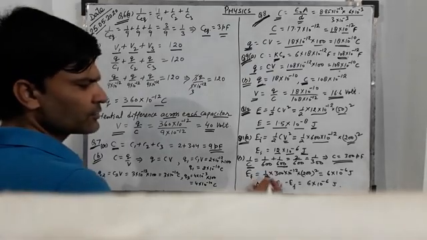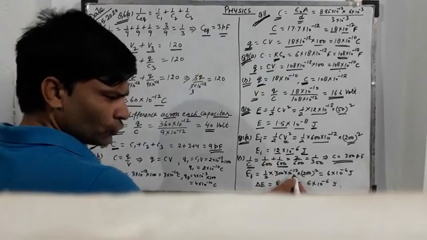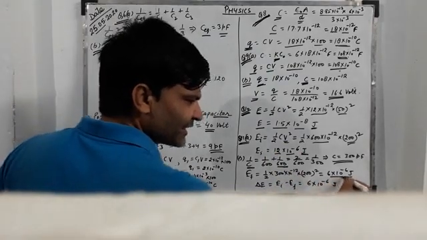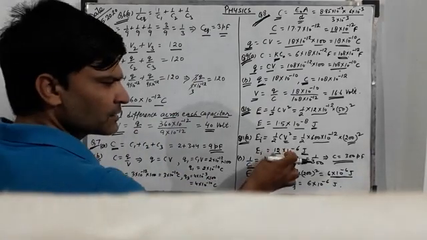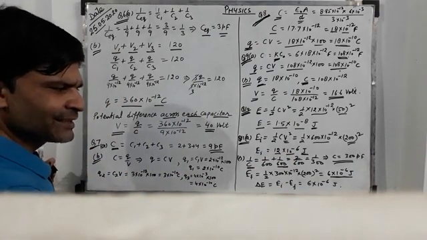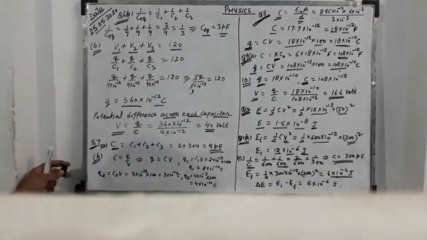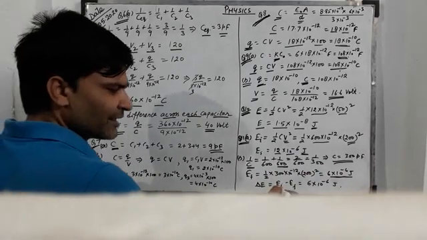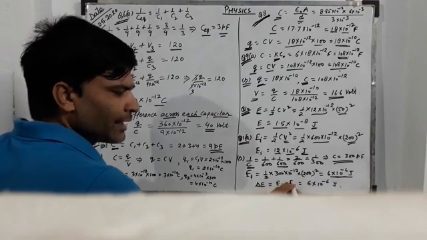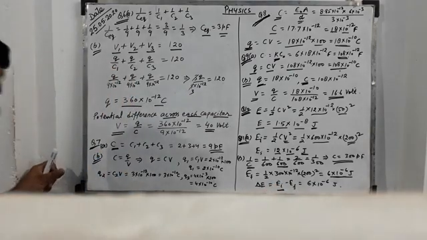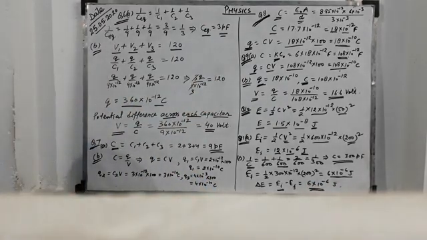Then final energy is half CV square. So by putting the values, we get 6 into 10 to the power minus 6 joule. Initial energy is 12 into 10 to the power minus 6. The difference is 6 into 10 to the power minus 6 joule, which we get by subtracting the final energy from the initial energy. Okay, so this is the answer of the B part.